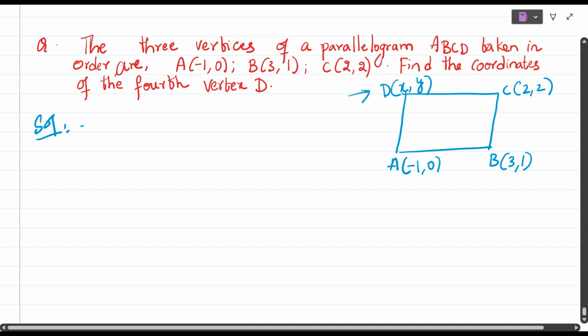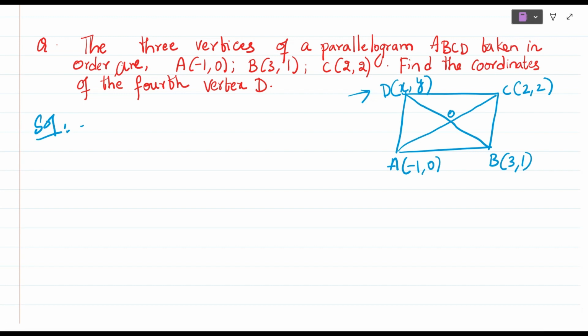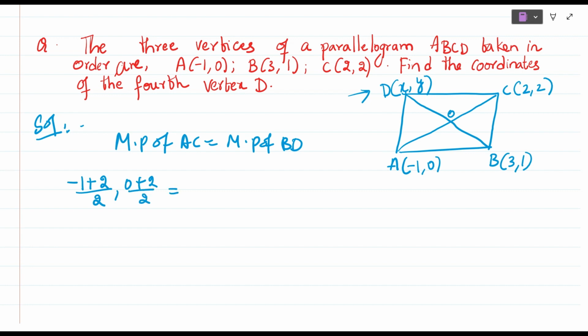This is also the same: join the diagonals. So diagonals bisect each other at point O. So the midpoint of these two diagonals will be the same at O, because diagonals bisect each other for a parallelogram, right? So what will happen, students? The midpoint of AC will be equal to the midpoint of BD. Apply the midpoint formula. (Minus 1 plus 2)/2 comma (0 plus 2)/2. Very easy, students. So for BD, (3 plus x)/2 comma (1 plus y)/2. Did you understand?